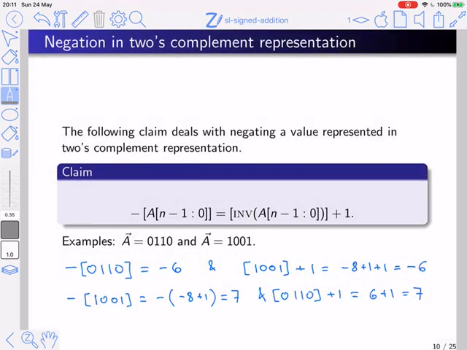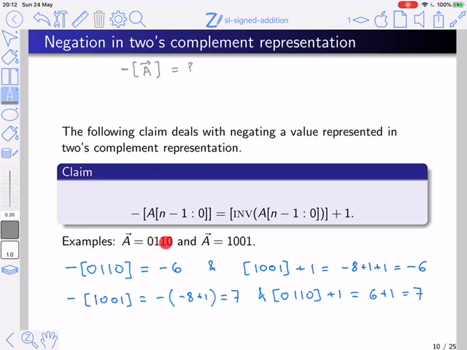Suppose we want to deal with the following question. We have a binary string A, and we look at the number that A represents. And now we're interested in negating this number, that is, computing the minus of the number represented by A in 2's complement representation. What can we say about it? Well, we have the following claim. We claim that this number equals the number represented by inverting all the bits of A in 2's complement representation plus 1.